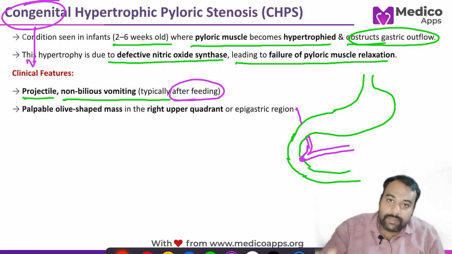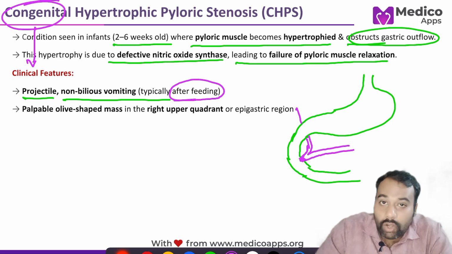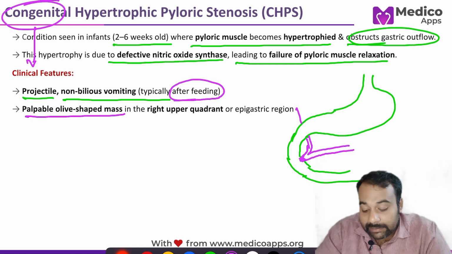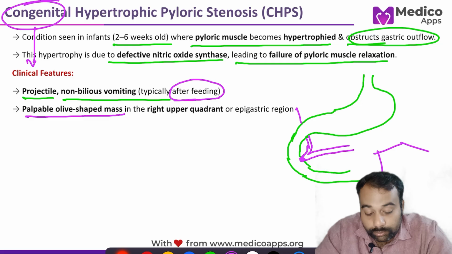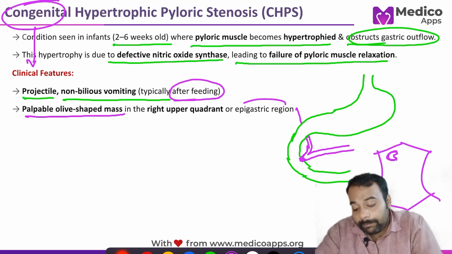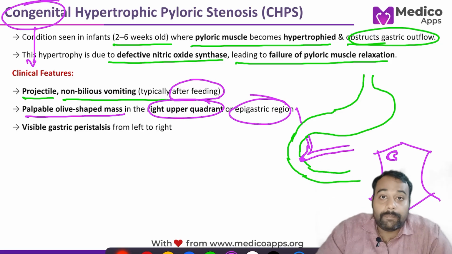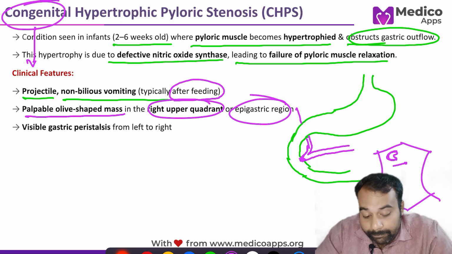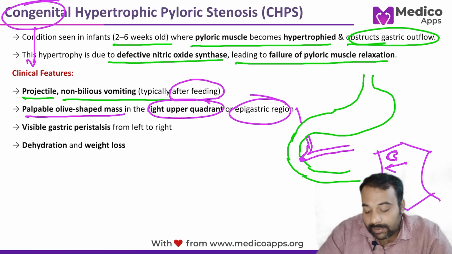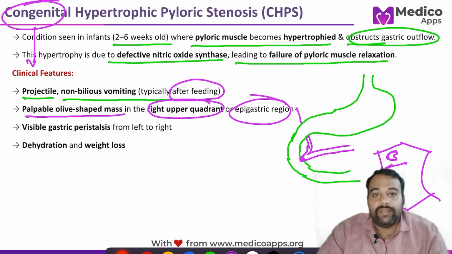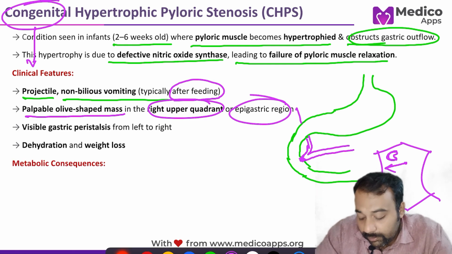Now the patient will typically present with a palpable olive-shaped lump or mass, typically seen in the right upper quadrant, or sometimes in the epigastric region too. There is also visible gastric peristalsis seen from left to right. As a result of repeated projectile vomiting, the patient will eventually present with dehydration and subsequent weight loss.